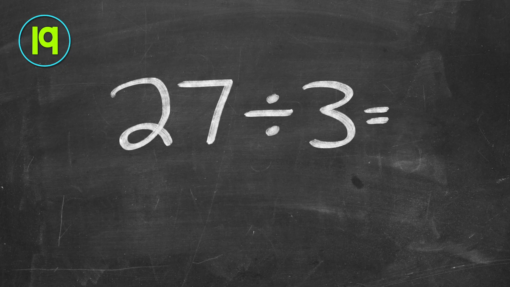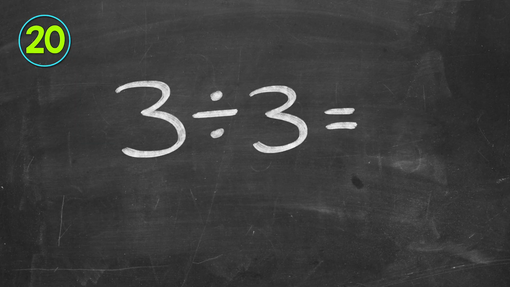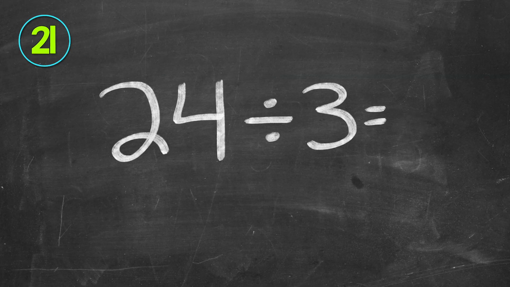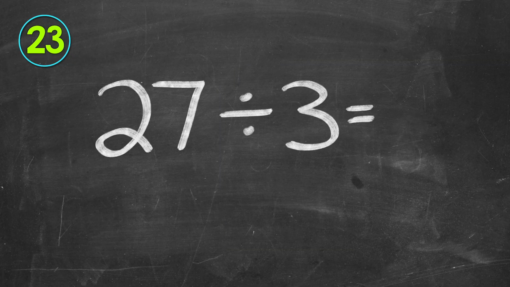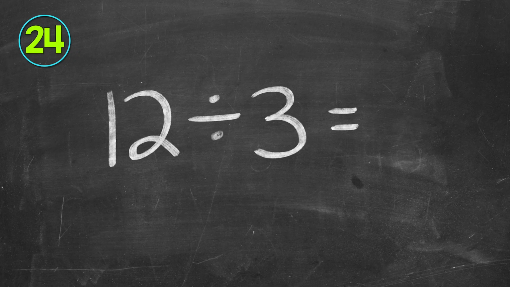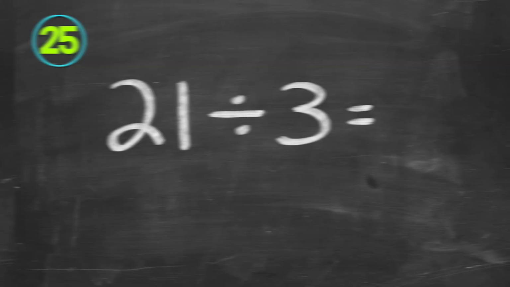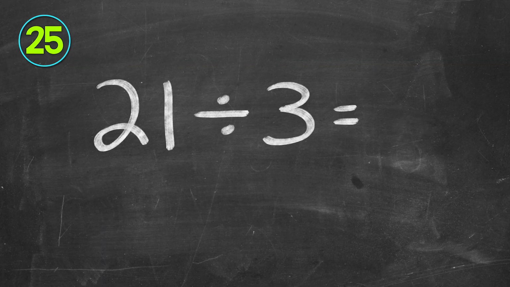27 divided by 3. 9. 3 divided by 3. 1. 24 divided by 3. 8. 15 divided by 3. 5. 27 divided by 3. 9. 12 divided by 3. 4. 21 divided by 3. 7. So there you have it.